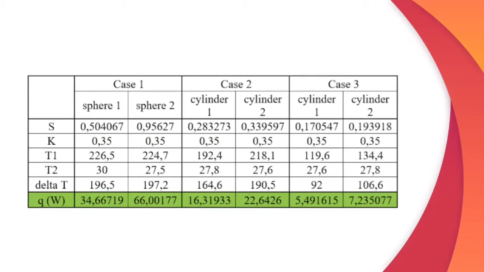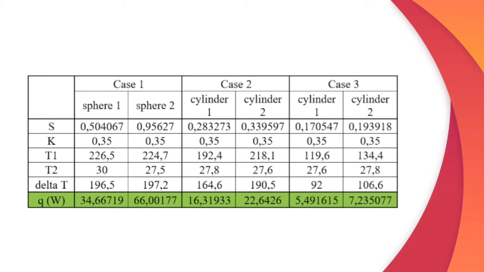Now we will see the heat transfer rate values that have been calculated for the first case, the second case, and the third case for all the specimens. With the larger shape factor, all the larger dimensions have a larger heat transfer rate. This happens for all cases. And case 1 has a considerably larger heat transfer rate value because it also has a larger shape factor value.